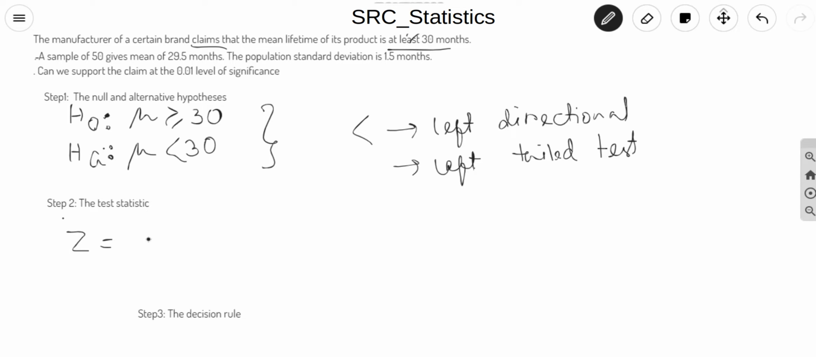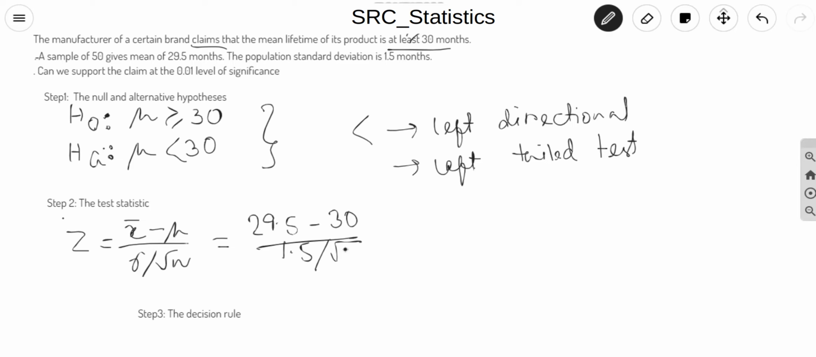So the test statistic is z equal to x bar minus mu divided by sigma by square root of n. X bar is the sample mean, which is given to be 29.5, minus 30, divided by 1.5 divided by square root of 50, the value of which is negative 2.36. Now we go to step 3.